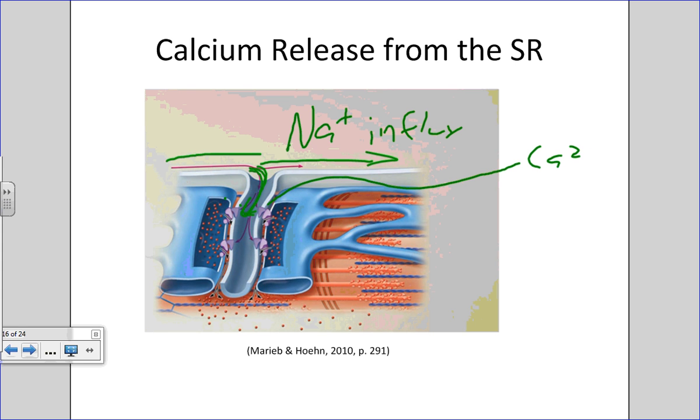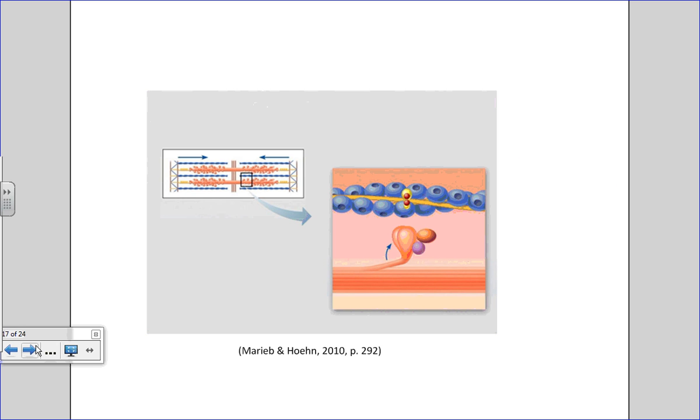calcium gates to open. These calcium gates are now going to open, and then calcium will be released from the SR, and that calcium will then diffuse down into the sarcomeres.